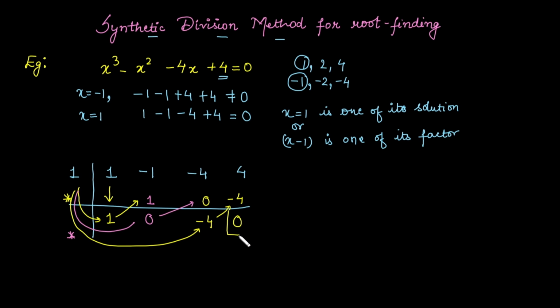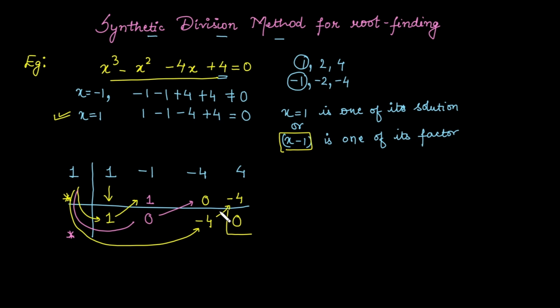Once you are getting a 0, it means it is the remainder when x minus 1 divides this polynomial. In case you are not getting a 0, either you have chosen an incorrect factor or incorrect root, or you have made a mistake in the calculation. So from here, we will write the quadratic equation. It was a cubic equation. Next, we will have a quadratic equation from these coefficients.